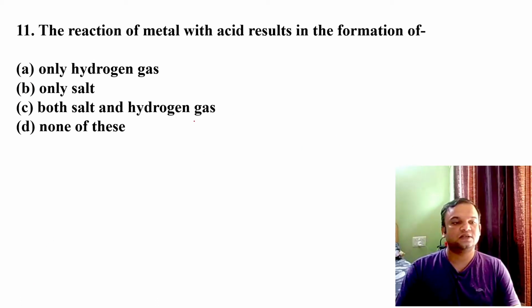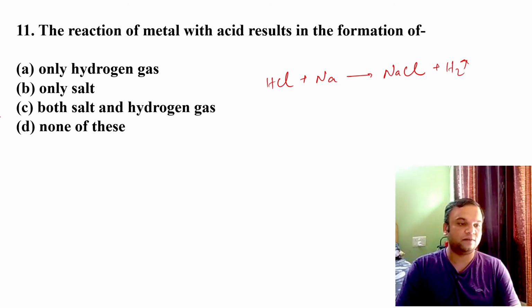Next question says, the reaction of metal with acids results in the formation of. Students, whenever any acid reacts with the metals, it will form a salt and hydrogen gas will be evolved, and that is why option C will be the correct answer for this question.